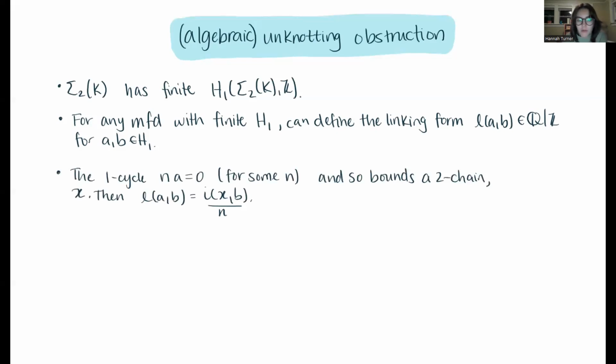And more specifically, if you want to know the backstory, for the 1-cycle A, if I multiply it by n, I'll eventually get something trivial for large enough n, because my group is finite. And so that means that n times A bounds a 2-chain X, and the linking form is defined as the intersection number of this 2-chain with the other 1-cycle B, and we divide by n to keep track of this n.